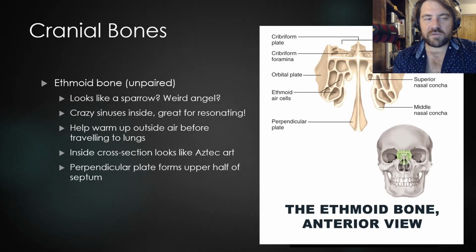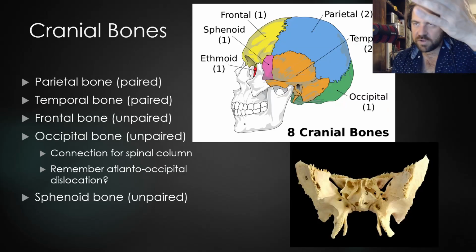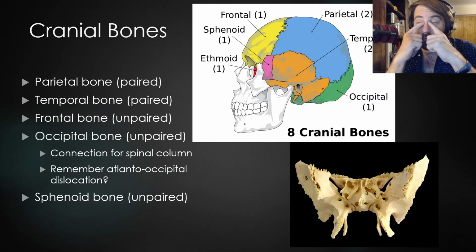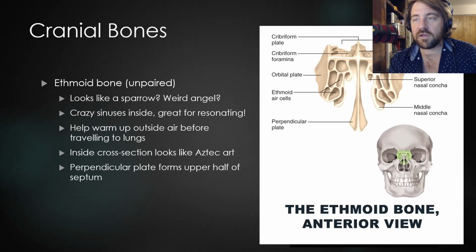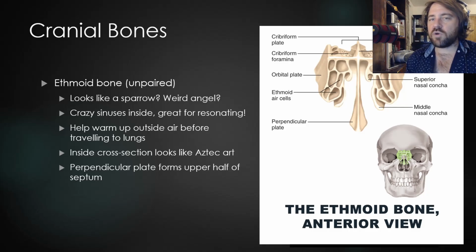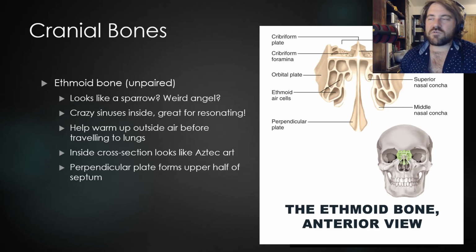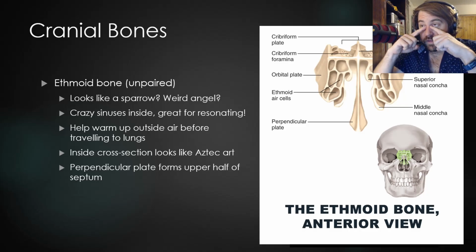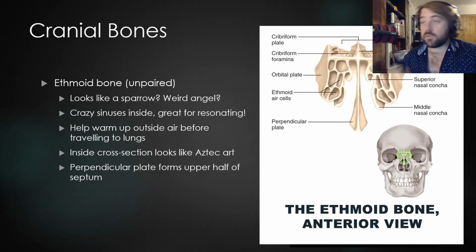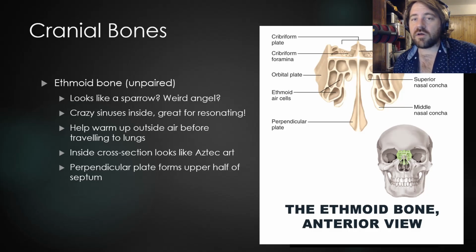Okay, sphenoid bone is unpaired. And then let's talk about the ethmoid. Ethmoid is the red one that you can see right inside the orbital socket there. This is, again, a frontal view of the ethmoid bone. And it's unpaired as well. It, again, would look like from the outside that there's two of them, one on each eye socket. But no, it actually runs, again, through the middle of the skull.